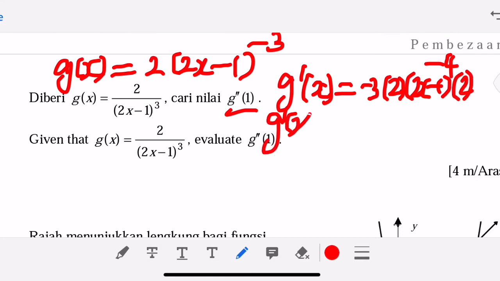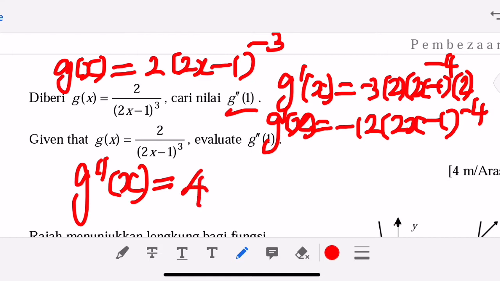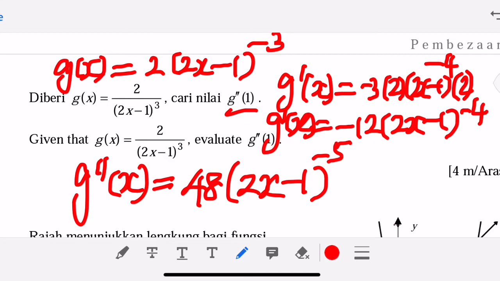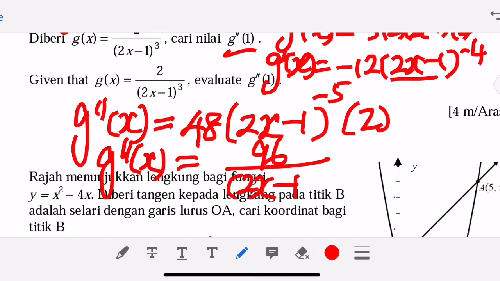So g prime x, you will get negative 6 times 2, which is negative 12, (2x minus 1) to the power of negative 4. Now you need to differentiate one more time. Okay, second time of dy dx. So you will take negative 4, right? Negative 4 times negative 12 will be 48, right? (2x minus 1), and then negative 4 minus 1 is negative 5, times the 2. Don't forget you have to differentiate inside the bracket. So g double prime x is 96 over (2x minus 1) to the power of 5.